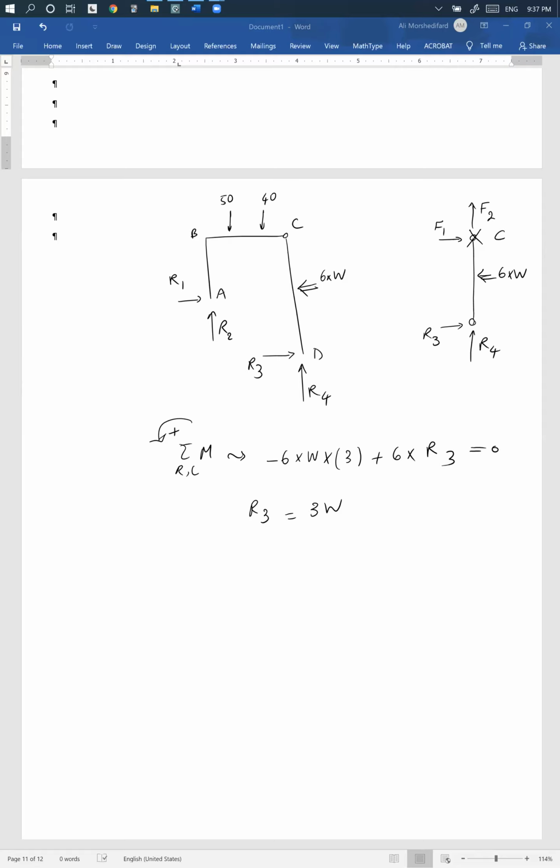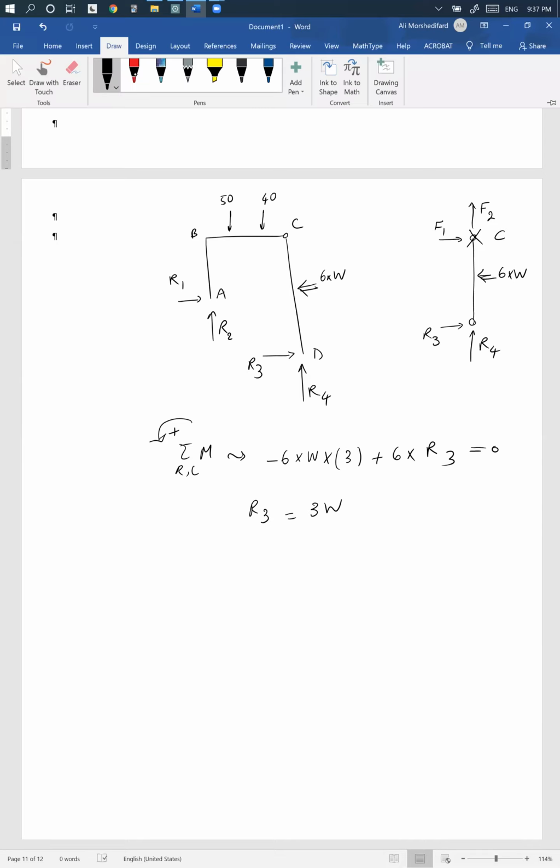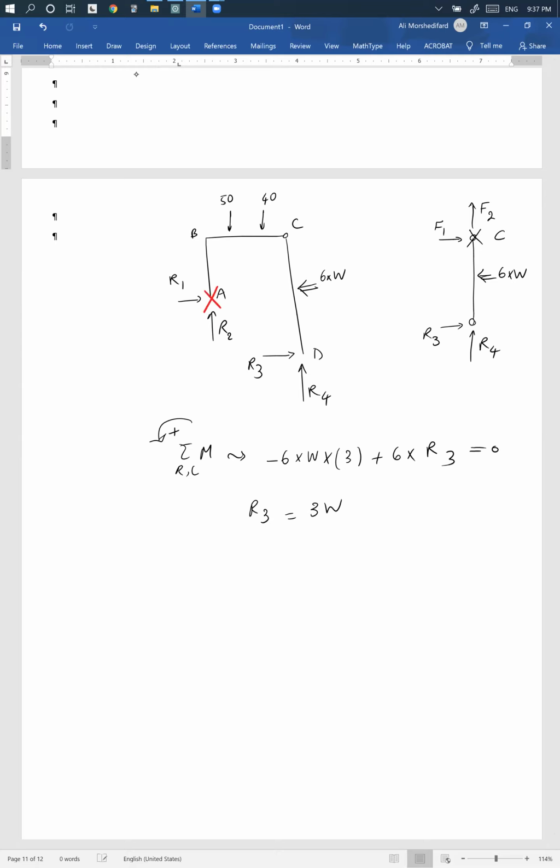All right. So I have an idea. Okay, now I looked at this segment separately. Now I'm gonna look at the whole structure. So you know where I'm gonna take moment. So I'm gonna take a moment about this point, right? Again, we take moment about places where most forces pass through, right?